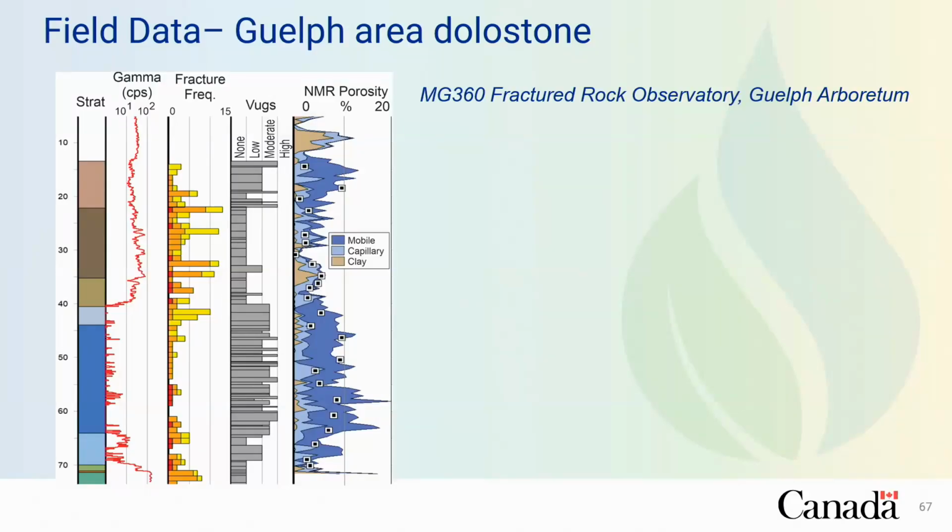And so if we look at this, there is an issue of scale mismatch here, in that the NMR tool is looking out over a larger volume of the rock. It's looking further out into the formation, and it's able to integrate the presence of these vugs into the measurement.